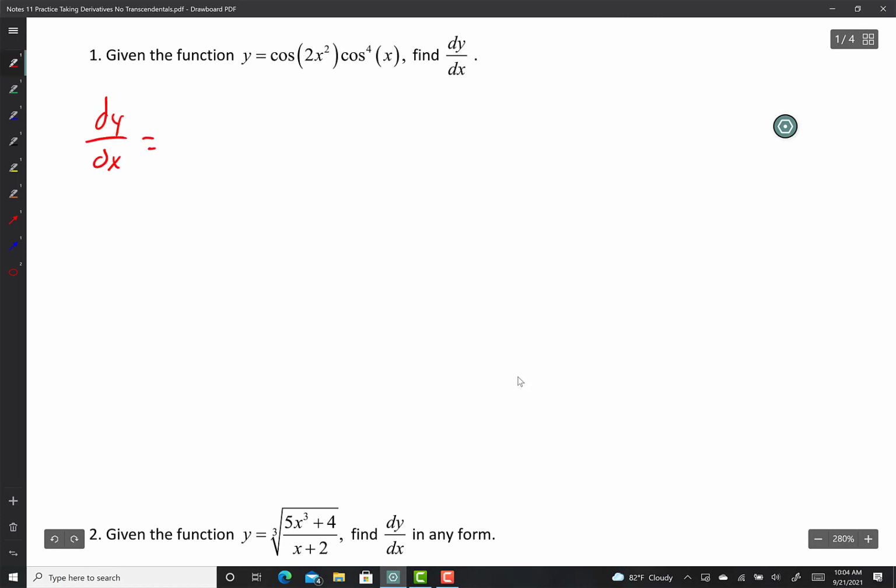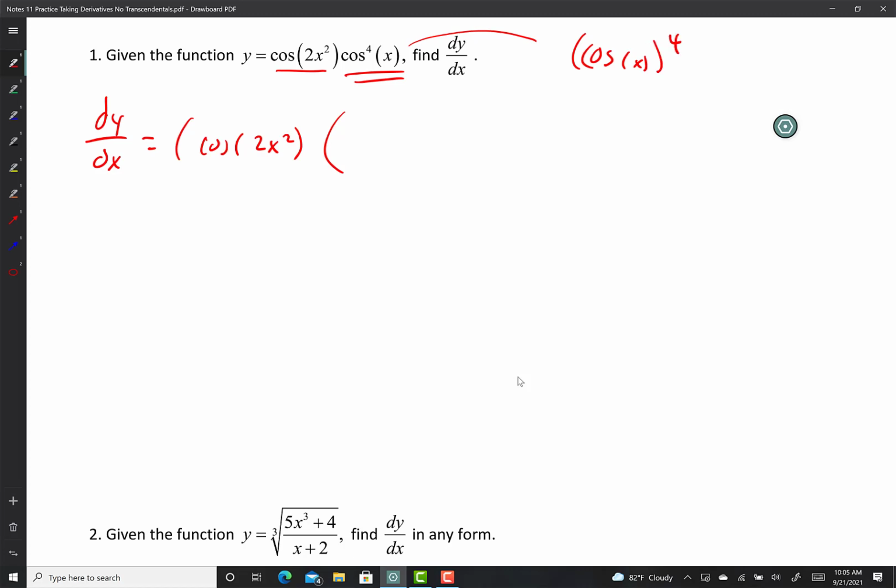dy/dx equals first. So I'm going to write cosine of 2x squared times the derivative of the second. So here's my second, on the side here: cosine x to the fourth power. When I take the derivative, it's going to be 4 cosine x to the what power? 3, and I'm not done yet. I still have to take the derivative of cosine, which is negative sine.